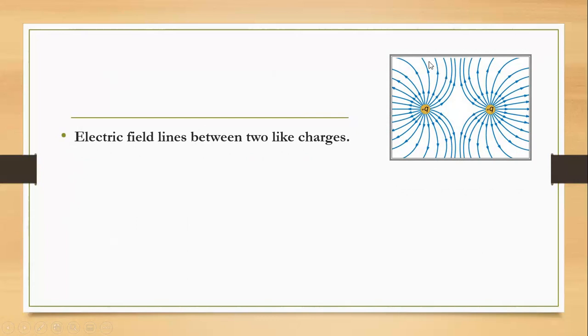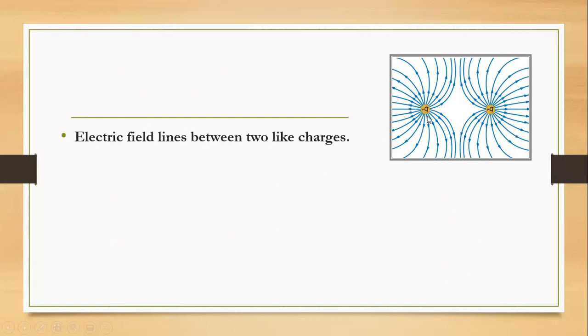You can see that the electric field is formed in curved lines, because every charge repels another charge. This charge is repelling this charge, and this charge is repelling this charge. As a result, the field lines form in the outward direction. You can see the direction is outward.